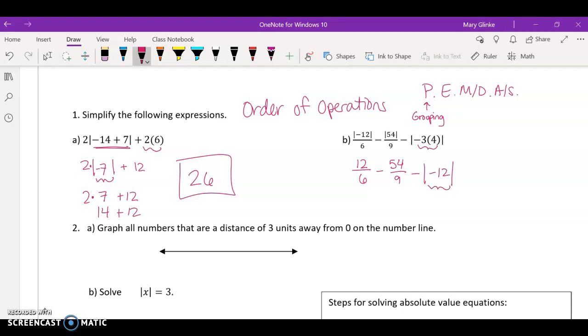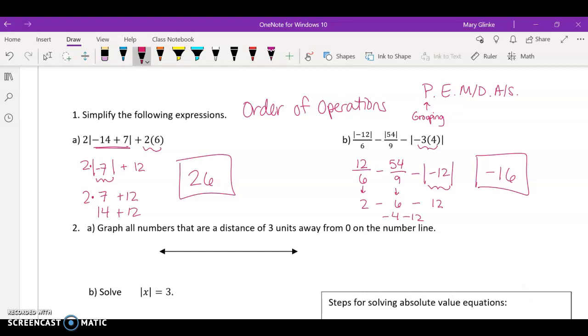So the absolute value of -12 is positive 12. And then we can start simplifying some things in front here. 12 divided by 6 is 2. 54 divided by 9 is 6. And we still have this minus sign. Then adding and subtracting, you go left to right. So 2 minus 6 is -4. And -4 minus 12 makes it a -16 in total. So that's how you simplify with absolute values.